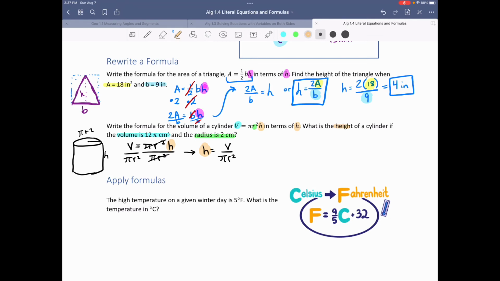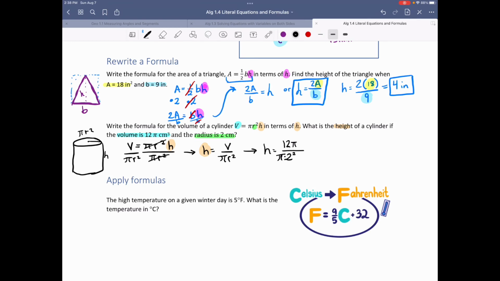Now, they gave us the volume and they gave us the radius, so we're going to plug that into our equation. H equals, the volume was 12 pi, and the radius was 2 centimeters, and we have to square it, and we also have to divide by pi because it was pi r squared.